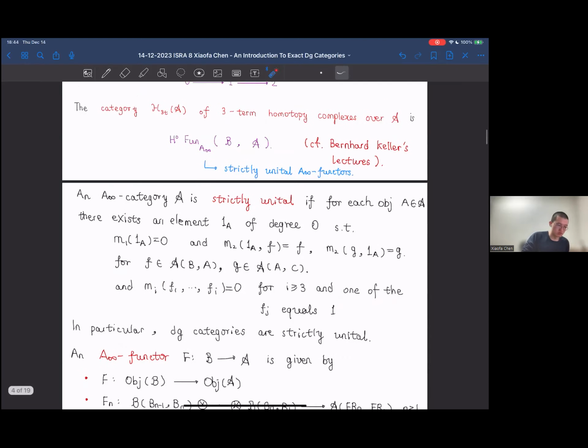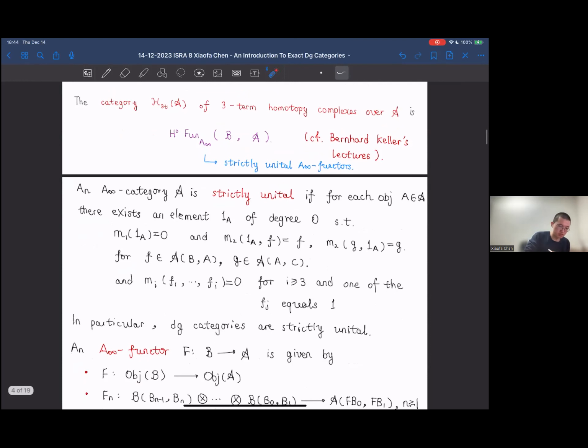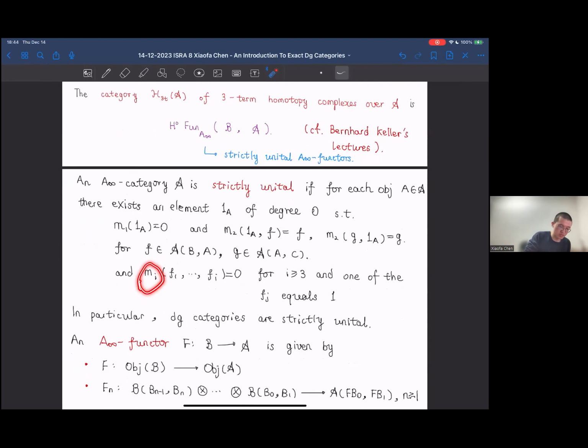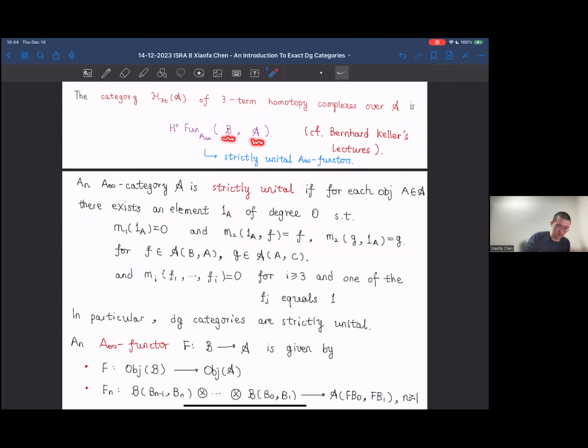So in particular, DG categories are strictly unitary. Here we can check this. For example, the higher multiplications are 0, so this is satisfied. And because a DG category is defined so that the multiplication is associative, this is also satisfied. And the identity differential is 0, it's also by definition. So here our DG categories B and A are both strictly unitary.